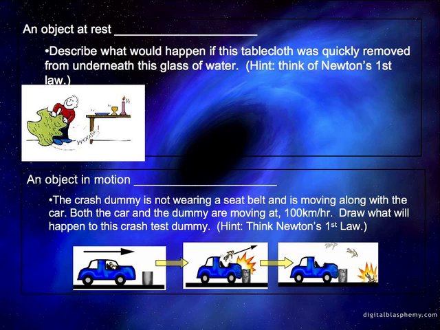Unless acted upon by an outside force. What outside force stops us? Friction. If we were to take this glue stick to some fictitious, non-existing, friction-free surface, it would roll forever.